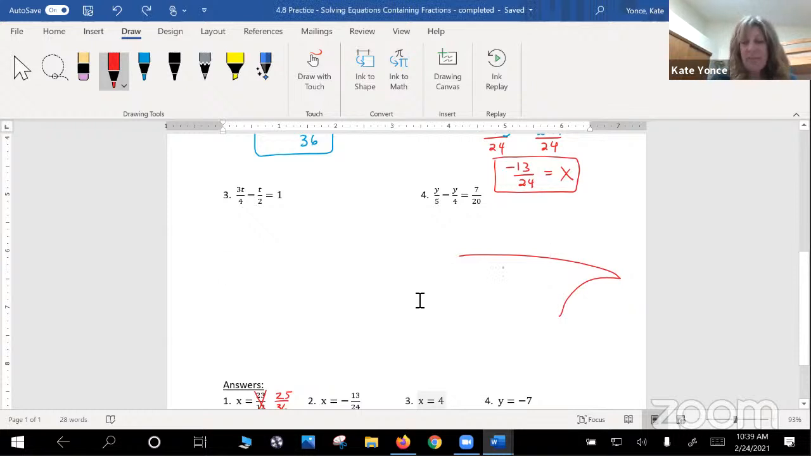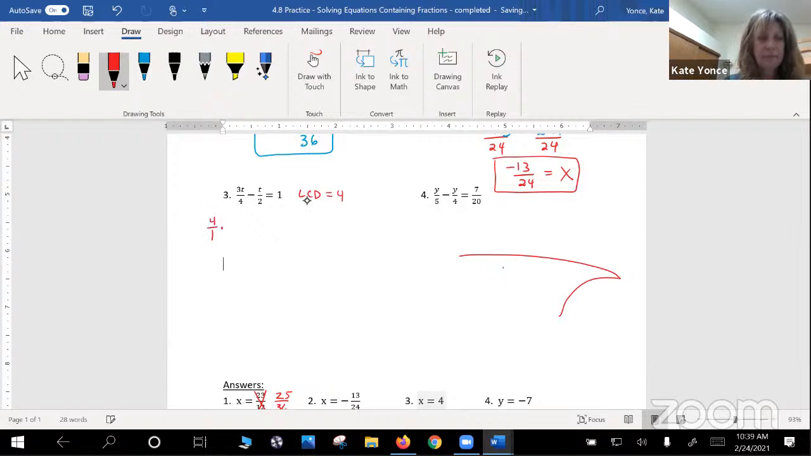So I'm thinking the LCD is 4. So then we would do 4 over 1 times 3t over 4 minus 4 over 1 times t over 2 equals 4 over 1 times 1 over 1.